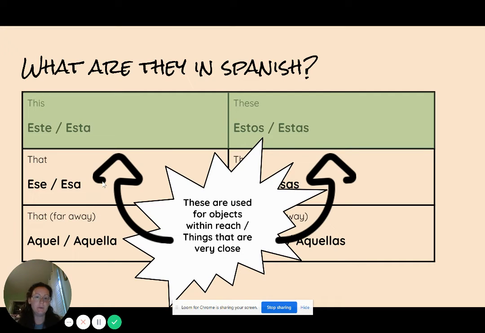So these first two, this and these, we're going to use 4 different words, depending on whether your subject is masculine or feminine, singular or plural. So you can say este, esta, or estos and estas. And these are used for objects that are within your reach and things that are very close. Same way in English, I was saying like this computer, esta computadora. It's right in front of me. I could just reach out and grab it.